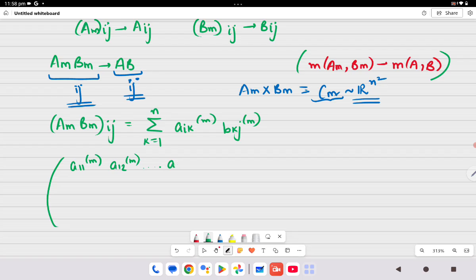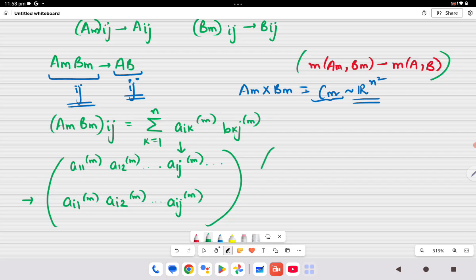So a11, a12 and the jth column. So this is a1j m, okay, and so on. There will be some ith row and there is some jth column. The ith row will be of this form: ai1, ai2 and some aij and so on.